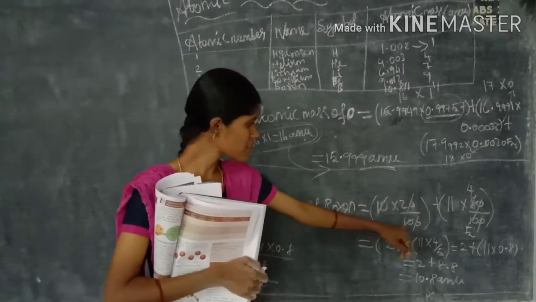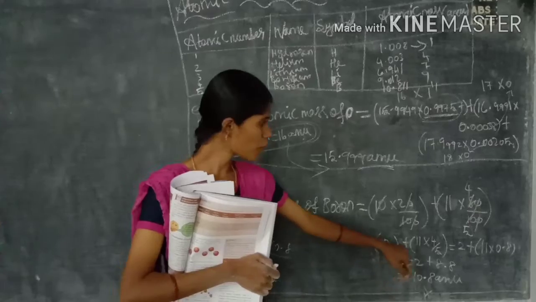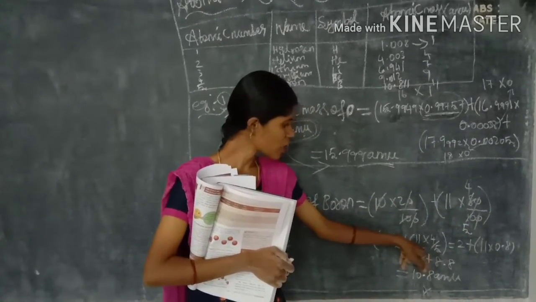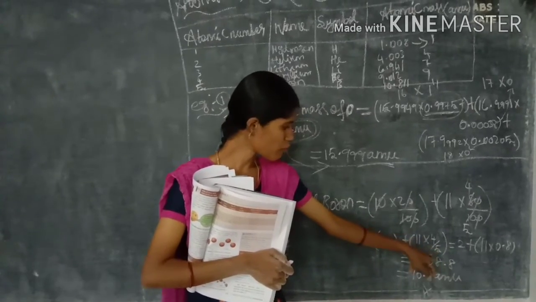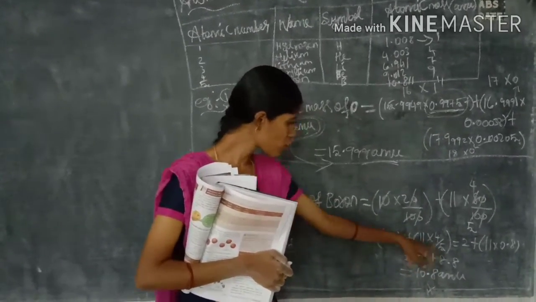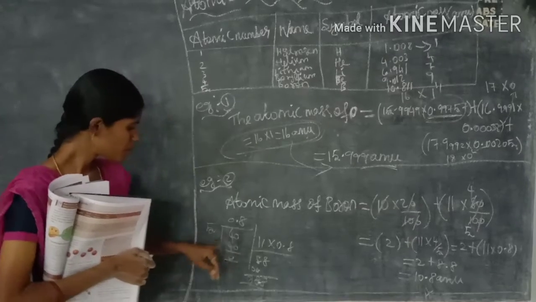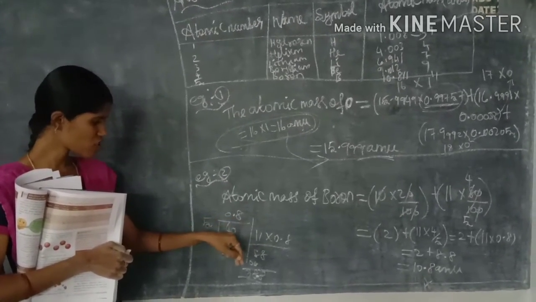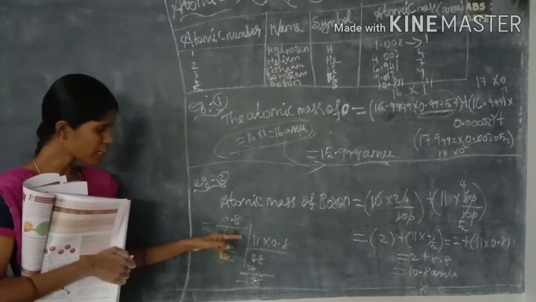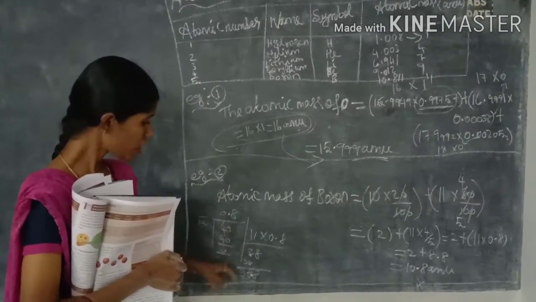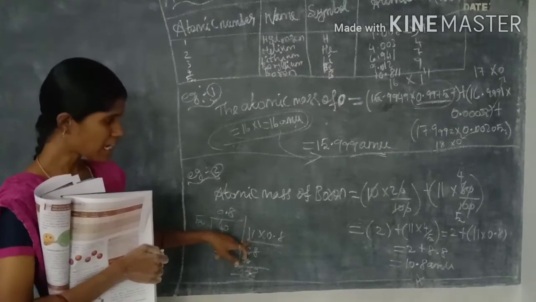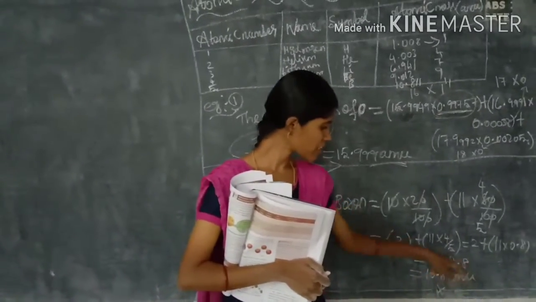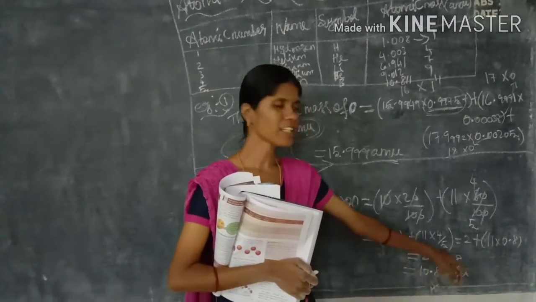The 0s will get cancelled, 10 by 10, so the remaining part is 2 plus, the 0s will get cancelled, 11 into 4 by 5. 4 2s are 8, 5 2s are 10. So 2 plus 11 into 4 by 5. It cannot be divided directly, so put a decimal point and add 0: 8, 5 8s are 40. So we get the value 0.8. Then 0.8 is multiplied by 11 and we get 8.8. So 2 plus 8.8 is equal to 10.8 atomic mass unit.